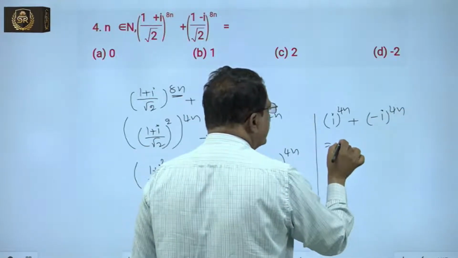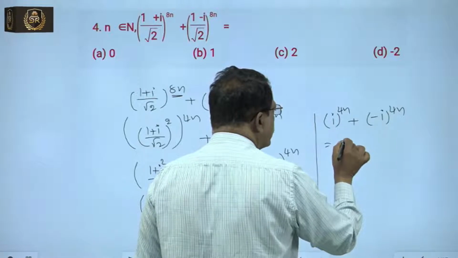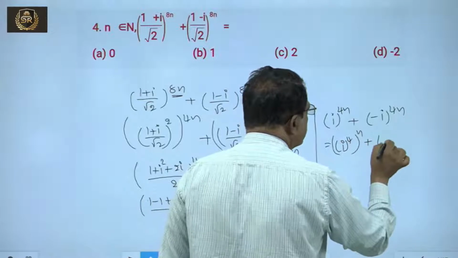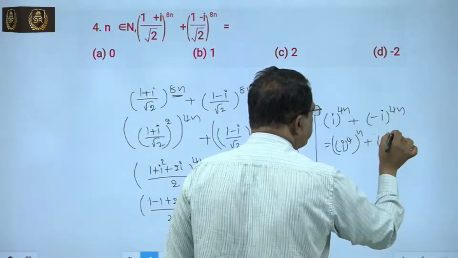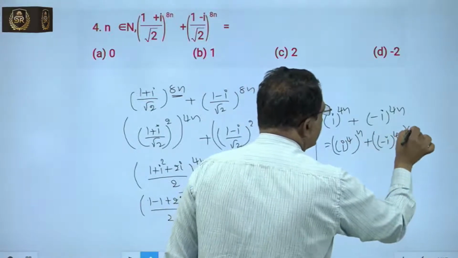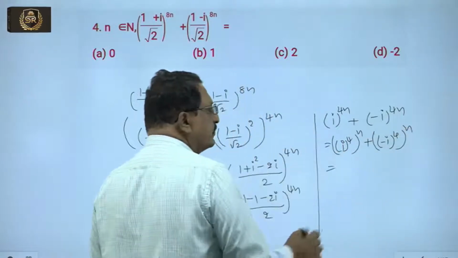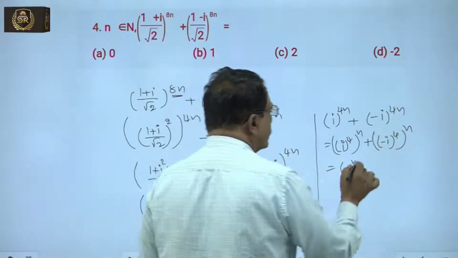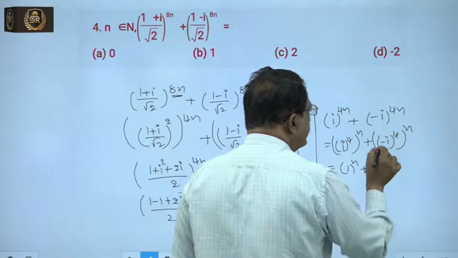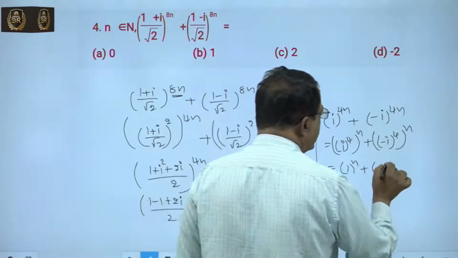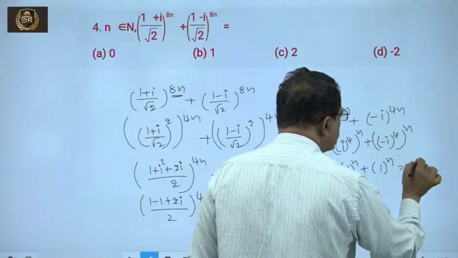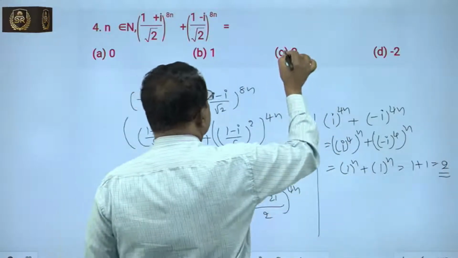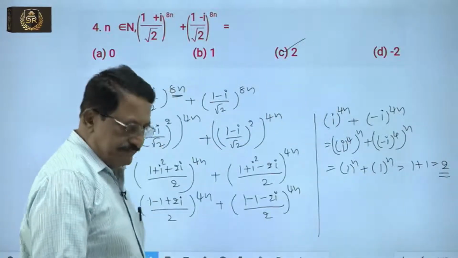It can also be written as (i to the power of 4) to the power of n plus (minus i to the power of 4) to the power of n. But i to the power of 4 equals 1, and (minus i) to the power of 4 is also 1, because an even exponent gives a positive value. So 1 to the power of n plus 1 to the power of n equals 1 plus 1 equals 2. Answer is 2. Third option.